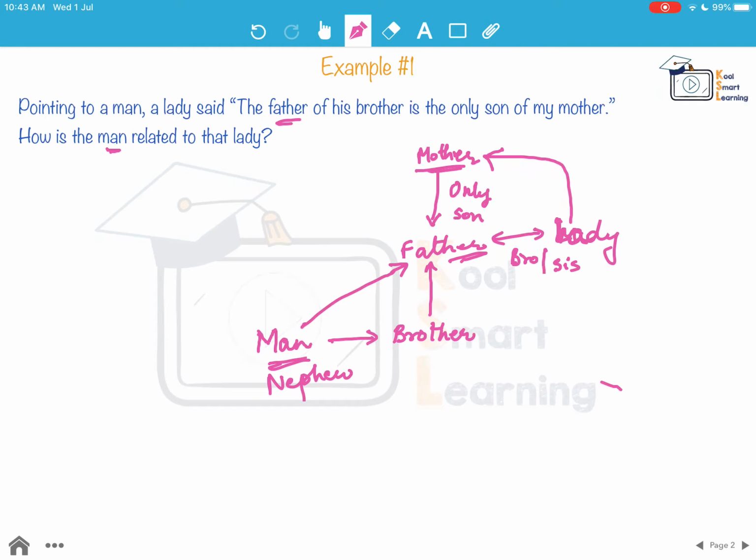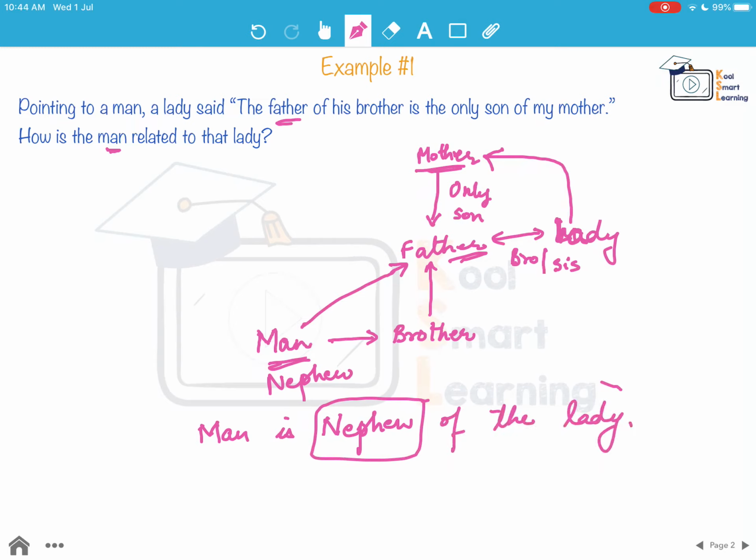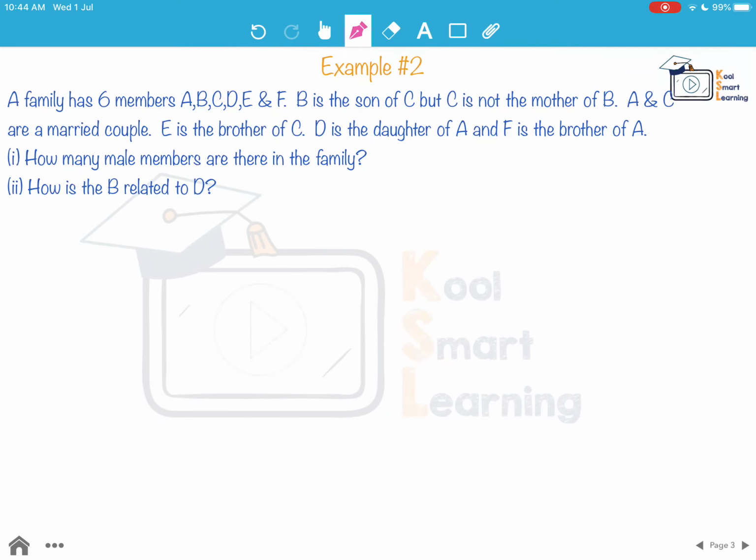Which would mean that the man is the nephew. Now the question is, how is the man related to the lady? So the man is the nephew of the lady, right? So let's move on to the next question.